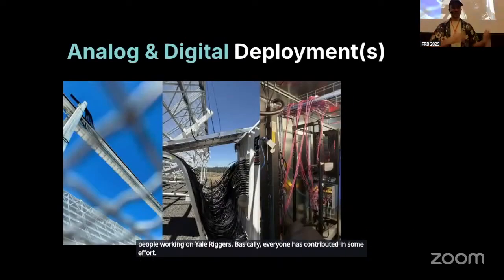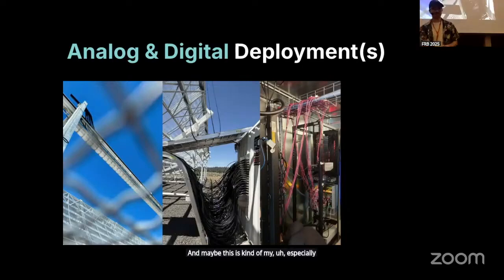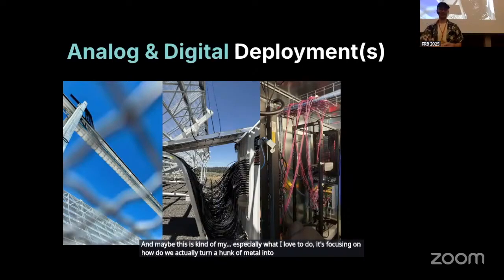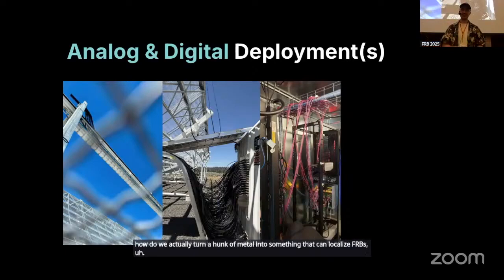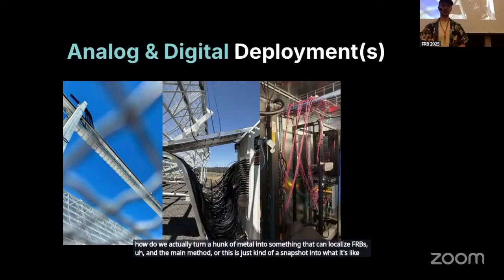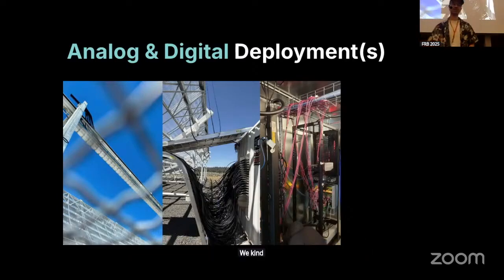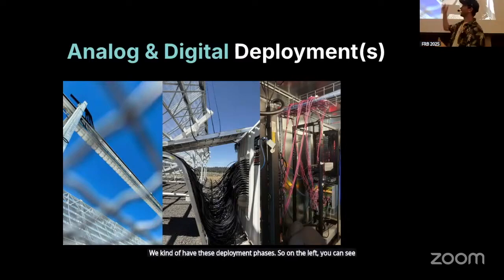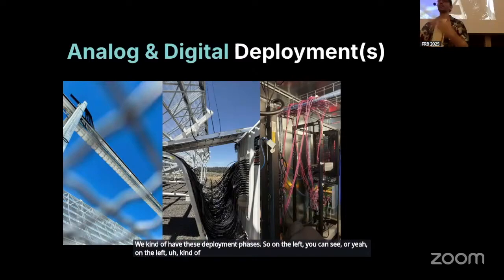And maybe this is especially what I love to do. It's focusing on how we actually turn a hunk of metal into something that can localize FRBs. This is just a snapshot into what it's like. Especially at Hat Creek, which is a very remote site at the Hat Creek Radio Observatory, we have these deployment phases. On the left, you can see what our focal line looks like, where we install all of our antennas and cable up the system.